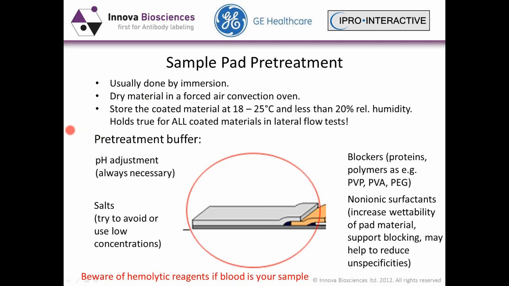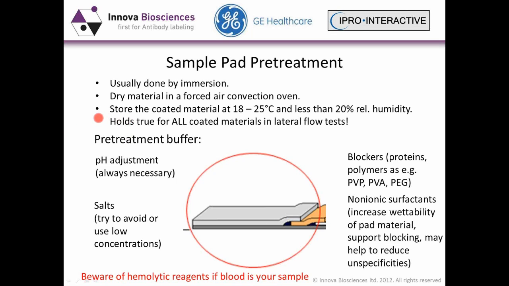Please dry the material in a forced air convection oven. You have to guarantee that all material is dry. That means it's not over-dried, but it's also not humid anymore. Any inconsistency in drying conditions will lead to inconsistent material behavior in the finished rapid test system.